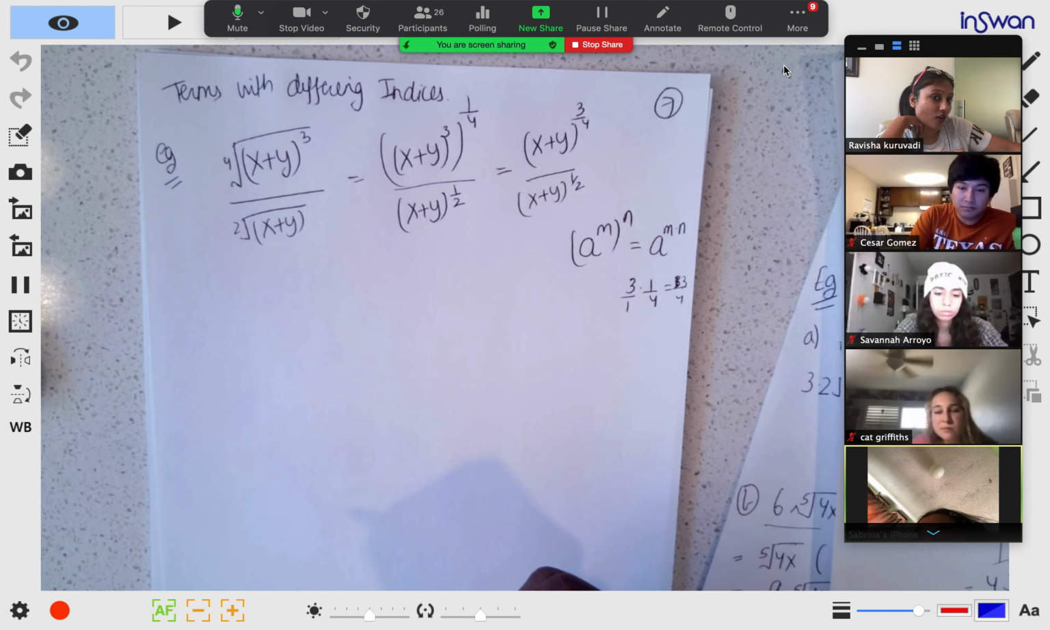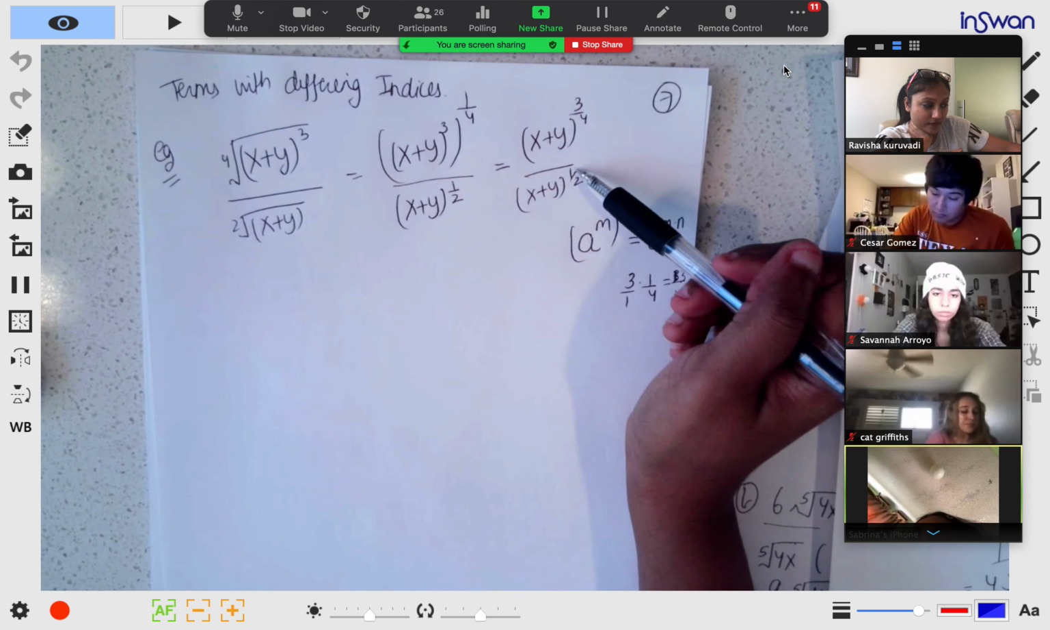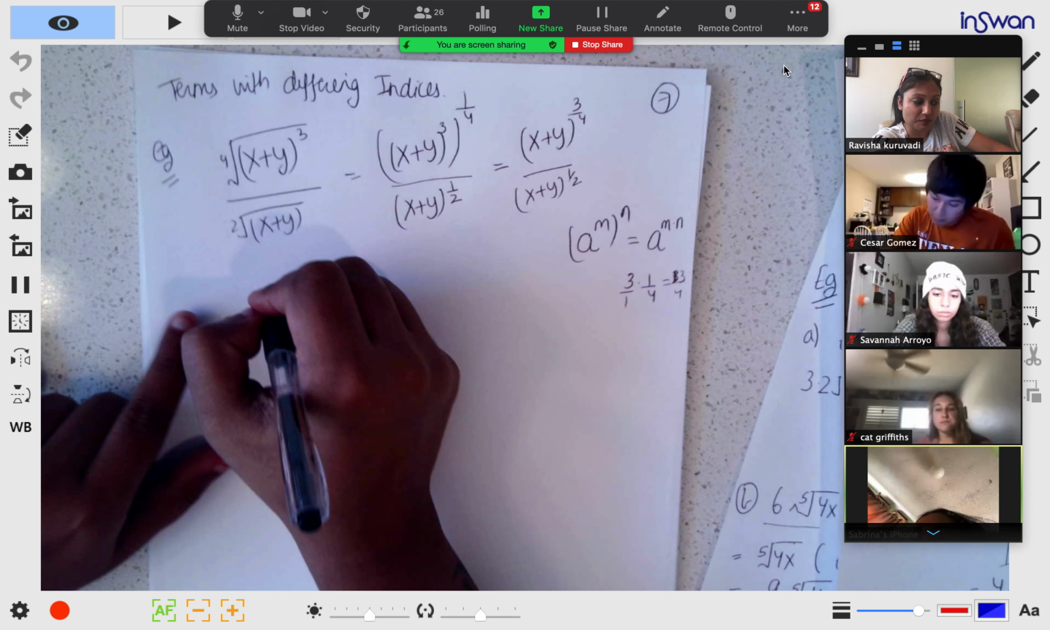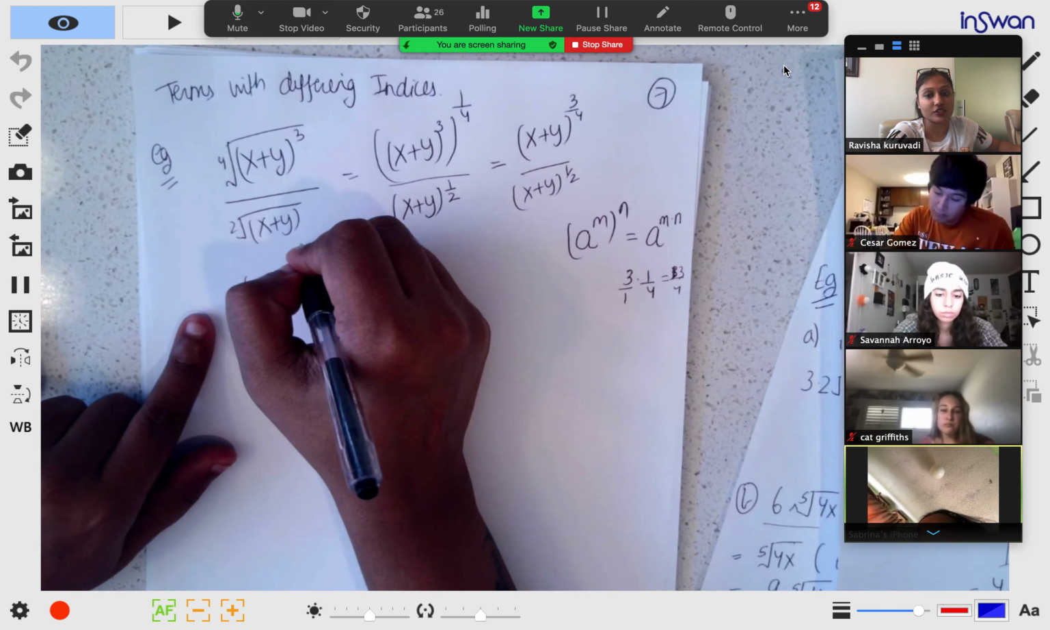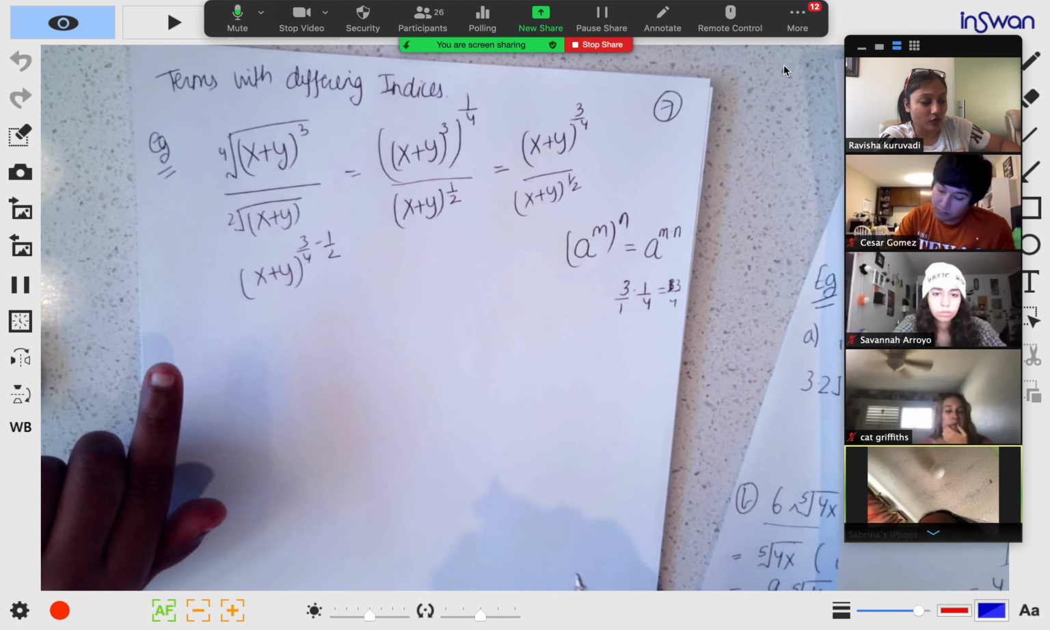Divisions. Also, we did one more property, Sabrina. Division, same base, different exponents. What do you do? You subtract them? Exactly. Your base will still remain the same, but you subtract the exponents in case of division. Correct. Really good. What is 3 over 4 minus 1 over 2?